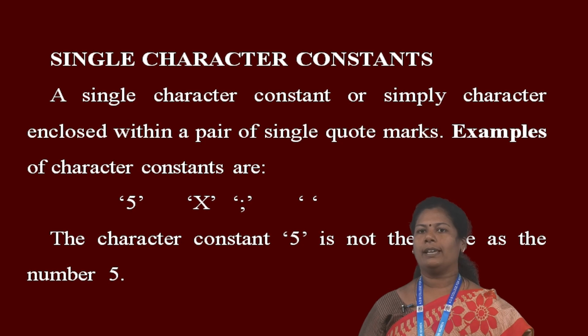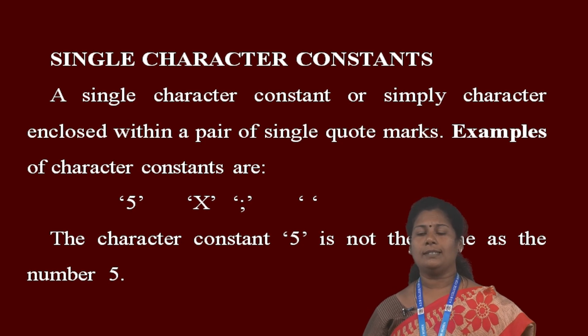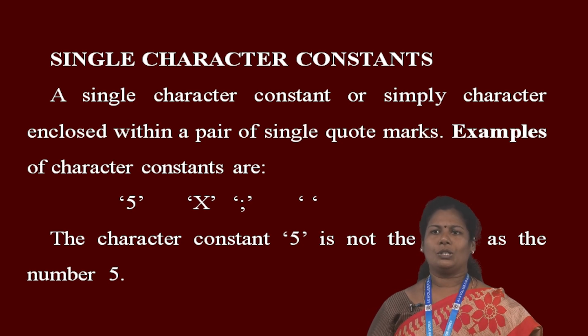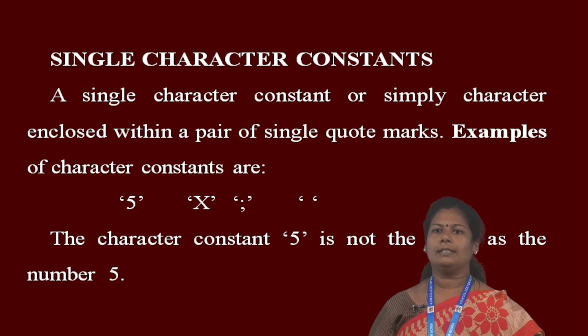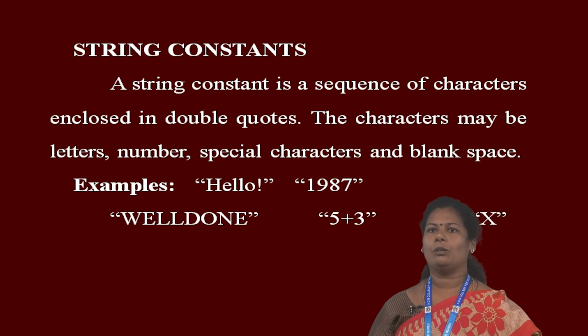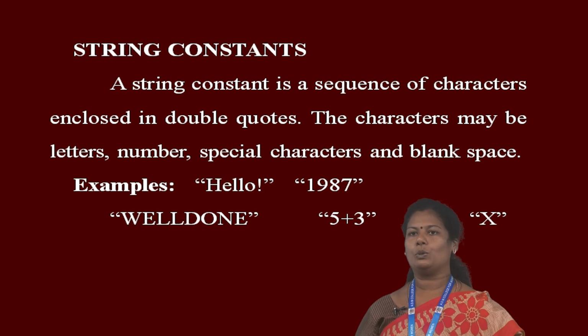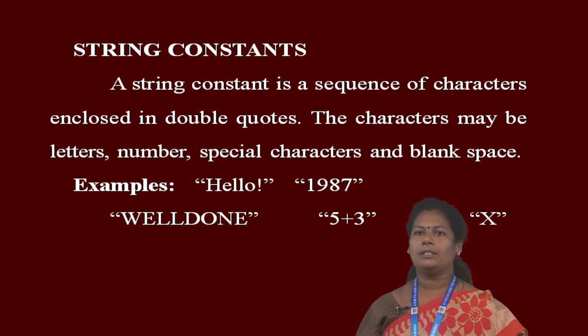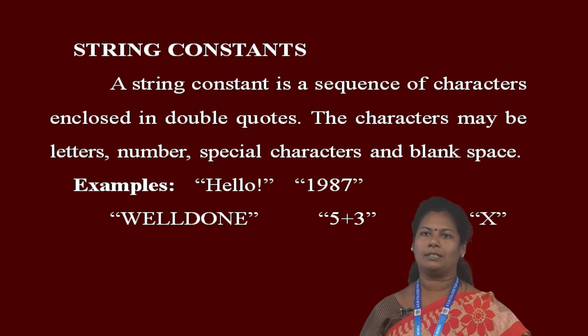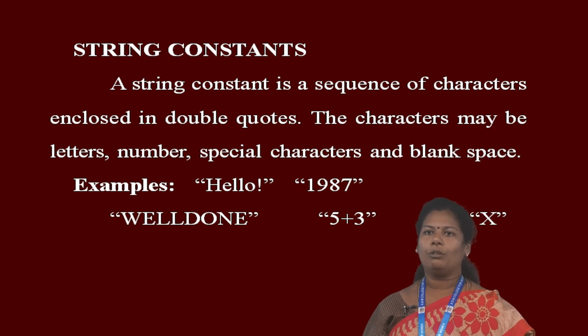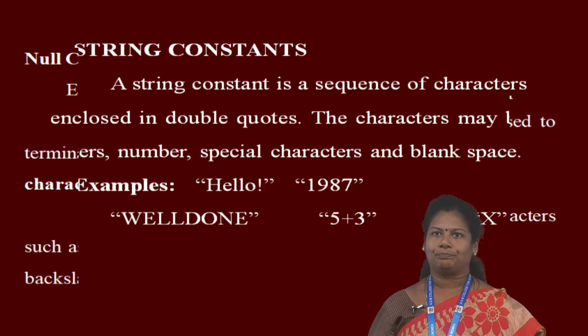The following are examples of single character constants. The character constant '5' is not the same as the number 5. String constants: a string constant is a sequence of characters enclosed in double quotes. The characters may be letters, numbers, special characters, and blank space. "Hello" is an example of a string constant.